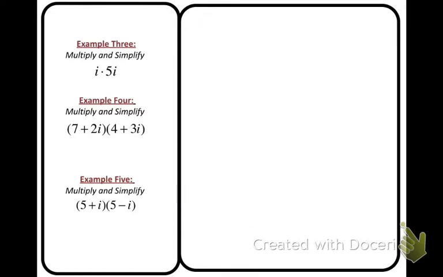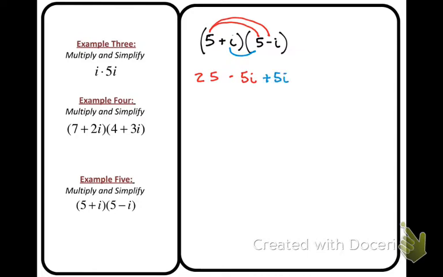And example 5. We have 5 plus i times 5 minus i. Again, there's no plus or minus between the parentheses, so we can go straight to distributing. 5 times 5 is 25. 5 times negative i is negative 5i. i times 5 is a positive 5i. And i times negative i is a negative i squared.